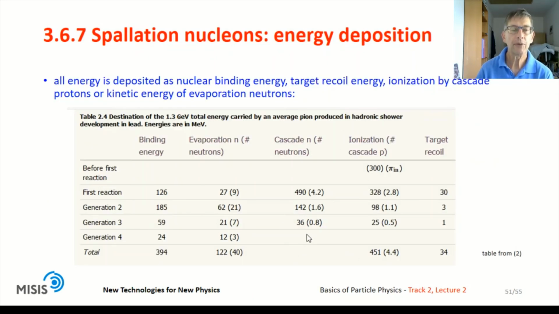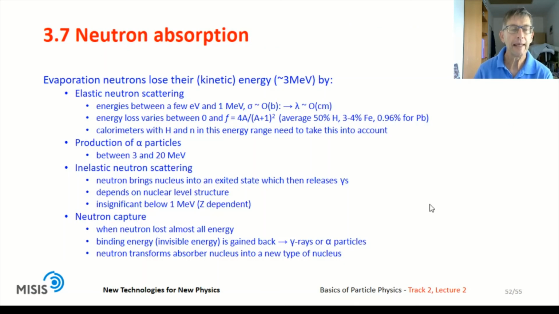If you work it out, then you can see in this table what the total binding energy is that would be lost, the number of evaporation neutrons, the ionization, and the target recoil energy that is lost. And so that will then give you an idea of how the energy is distributed in this particular reaction, and that has an impact, as I said before, on the resolution of your hadronic calorimeter.